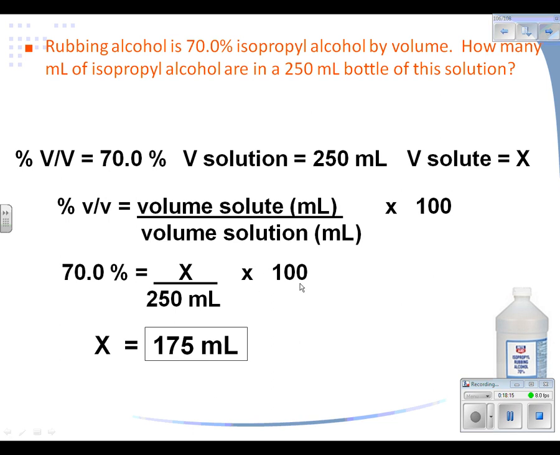So the first thing I did math-wise was divide by 100, which gave me 0.7. And then I cross multiplied the 250 to solve for x.